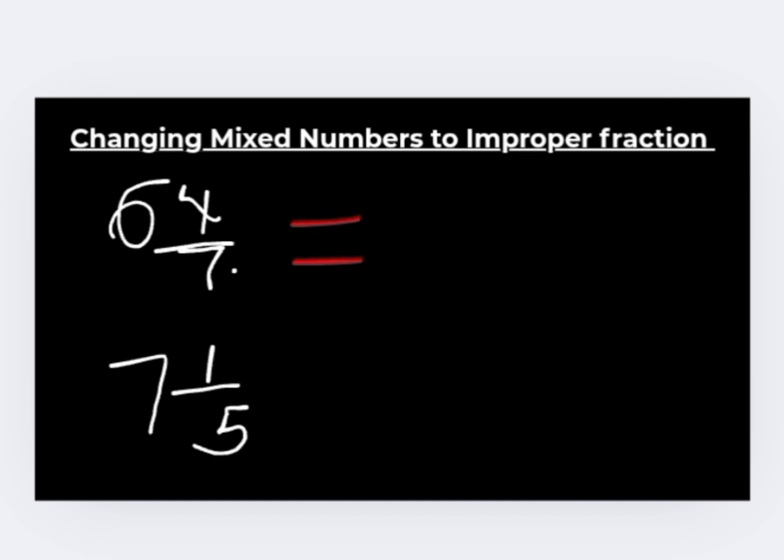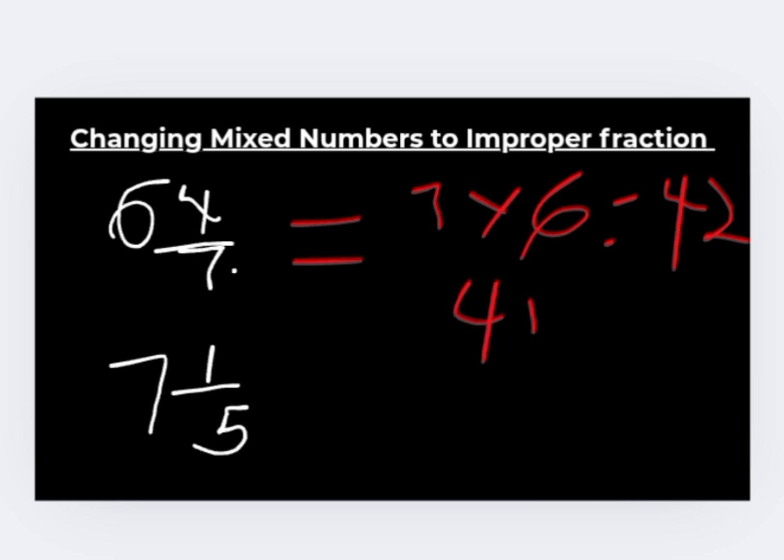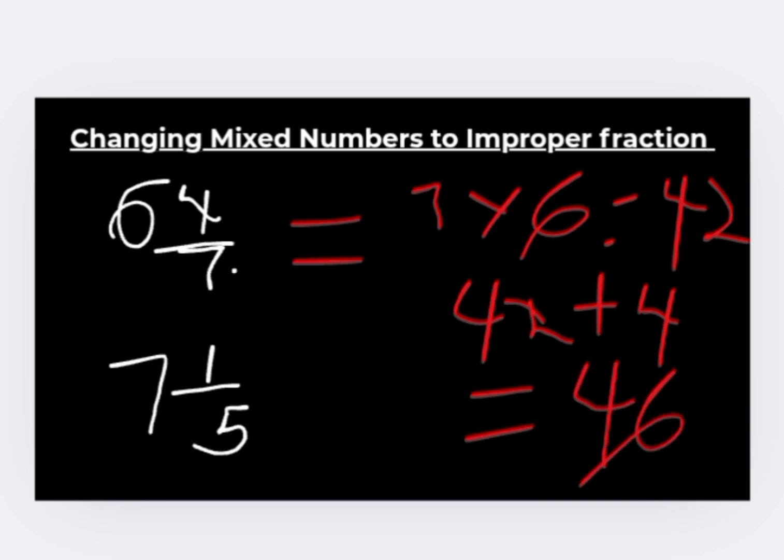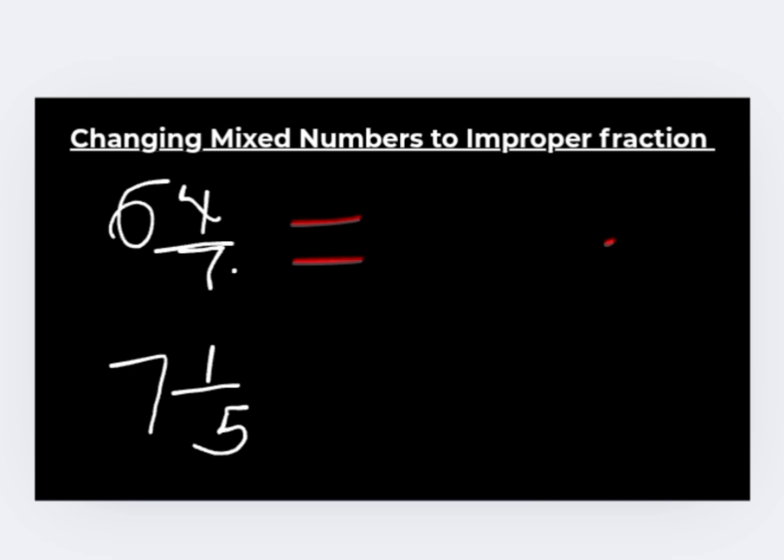Now here we have 6 whole number 4 over 7. What do we do first? We're going to say our denominator 7 times 6. That will give us 42. Okay. Now 42 plus the 4 at the top. 42 plus 4. That will give us 46. Okay. So our answer here will be 46 all over 7. Okay, so this is our improper fraction.